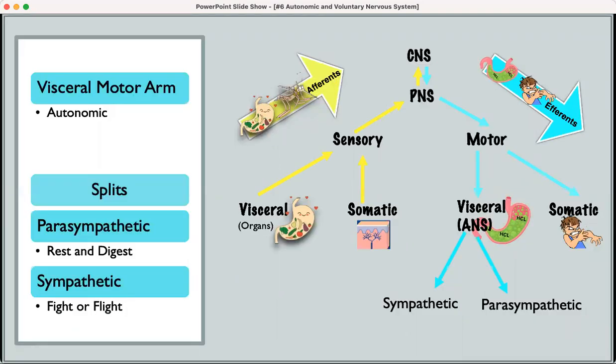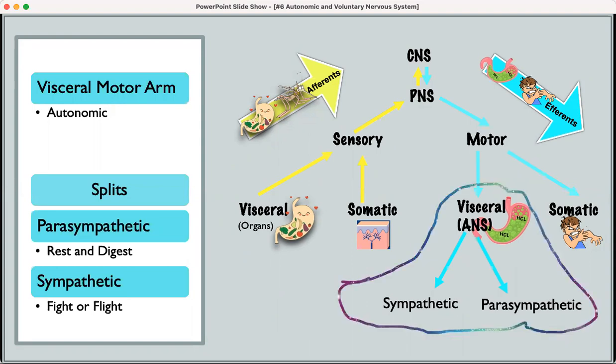So this part of the nervous system, the visceral or autonomic nervous system, breaks up into two pathways. It splits into a sympathetic and a parasympathetic. The sympathetic is the fight or flight, and the parasympathetic, people refer to it as the rest and digest arm.